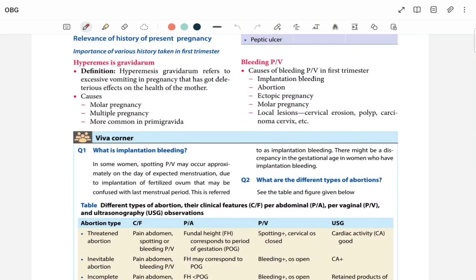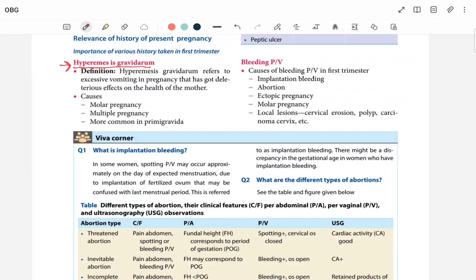Medical OBG series. So today we are going to see some of the importance of various history that is taken in the first trimester, second trimester, and third trimester. All the why, what are the certain relevance of the history. So coming to the first term, which is hyperemesis gravidarum.